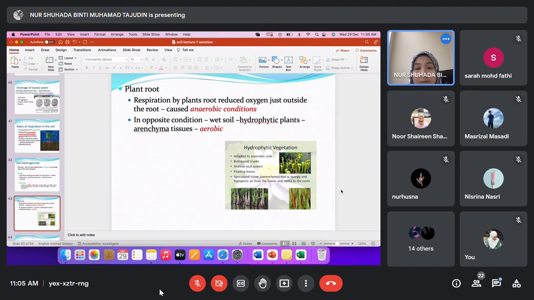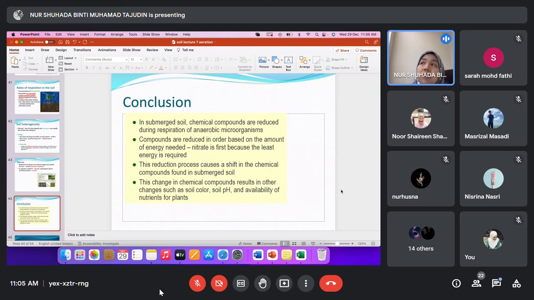Okay. So, in conclusion, what you have to understand adalah tadilah, what is the process of reduction? What is the process of oxidation? Okay, what happens when the soil is submerged with water? What is the effect to the microorganisms? What does it affect to the chemical substances changes?